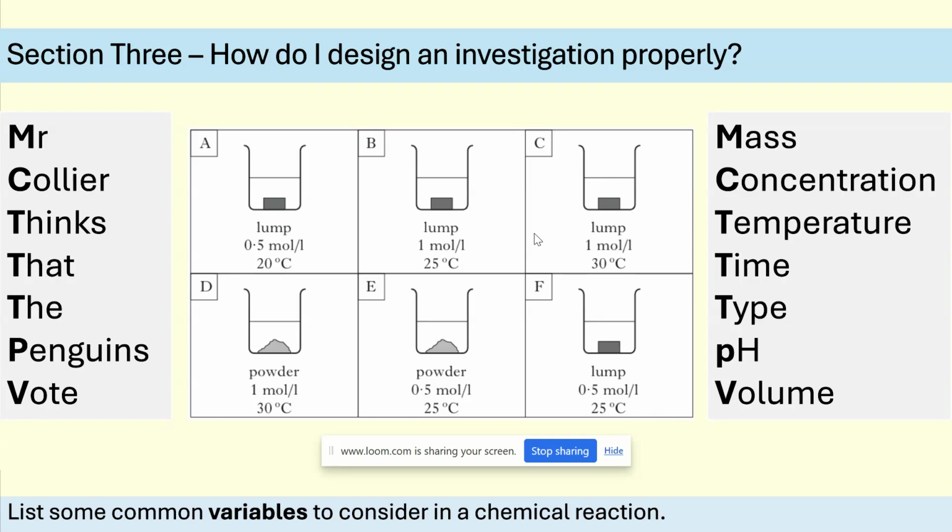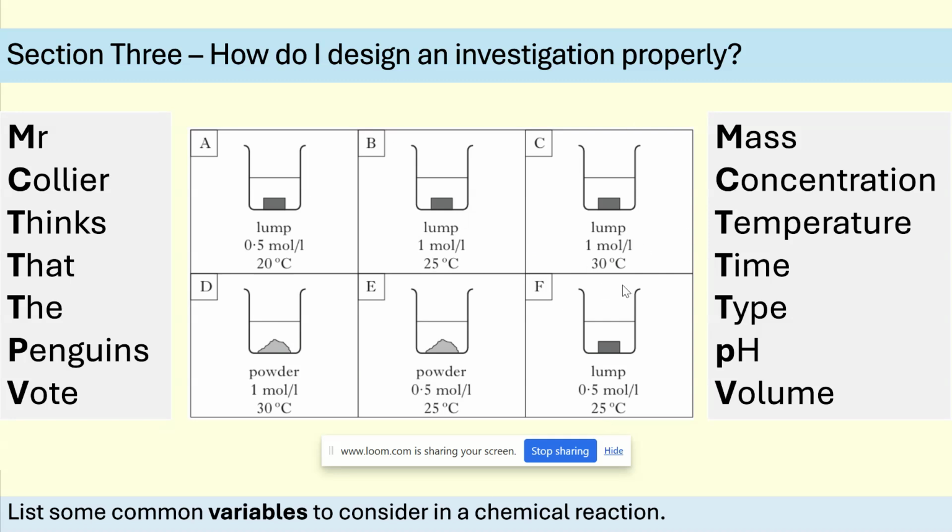If we, however, compared, let's say, D and F, they are at different temperatures. They have different concentrations, and one of them is powdered, so has small particle size. One of them is a lump. So if F is faster than D, we don't know if it's the temperature, the concentration, or the particle size. So you have to keep as many things the same as possible.